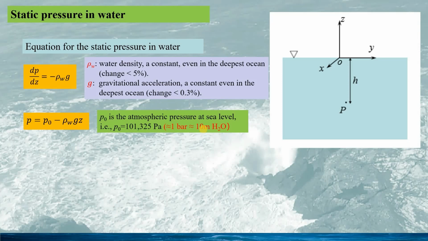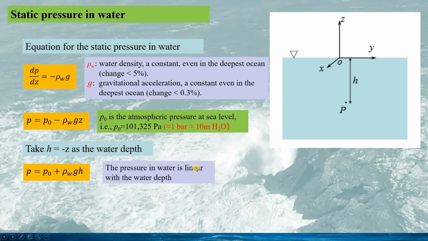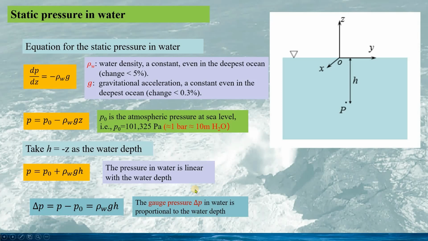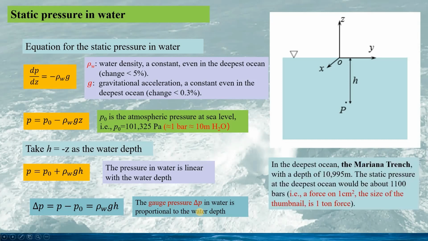It's close to the pressure of 10-meter water height. We can take H equals 2 minus Z as the water depth. So we have the expression for the pressure in water. We can see the absolute pressure in water linearly increases with the water depth. Or more conventionally, we can write the gauge pressure delta P like this. So the gauge pressure in water is proportional to the water depth.